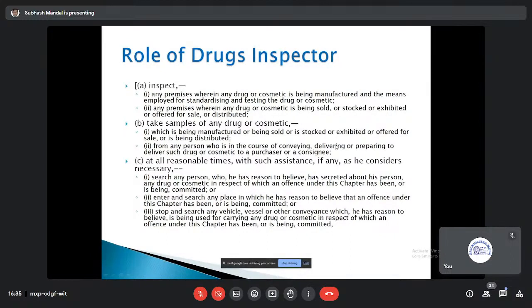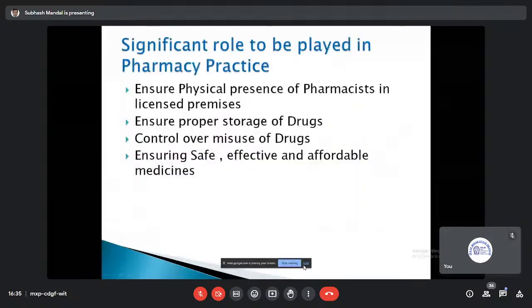They can also take samples of drugs and cosmetics from any premises and get them tested by the statutory testing laboratories and suggest action as per the Drugs and Cosmetics Rules. And they can also search any premises where they believe that there is a violation of any provisions of the Drugs and Cosmetics Act and rules.